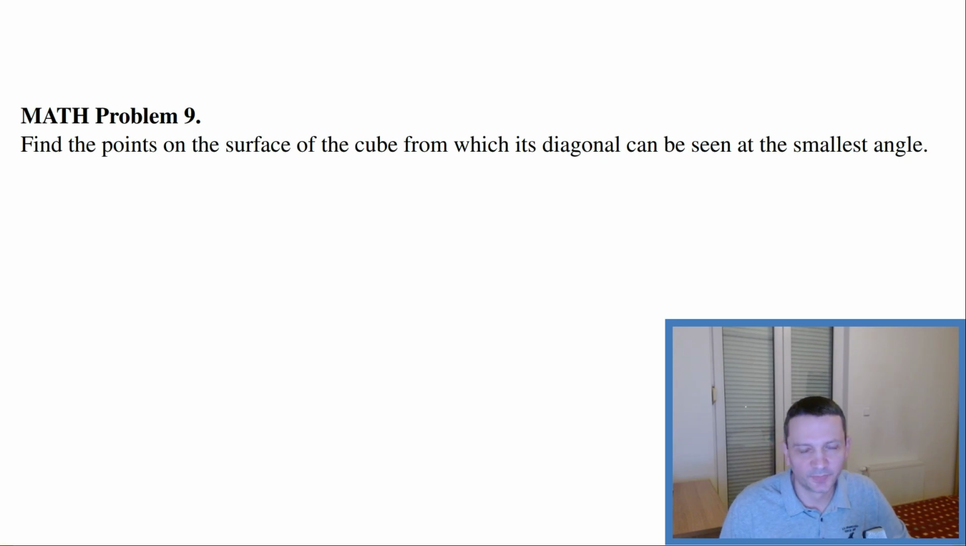Hello everybody, today we shall solve this problem 9 and give some hints about next problem 10. So here we need to find the points on the surface of the cube from which its diagonal can be seen at the smallest angle. So let's start. We shall first give some hints and then we shall give a precise proof.